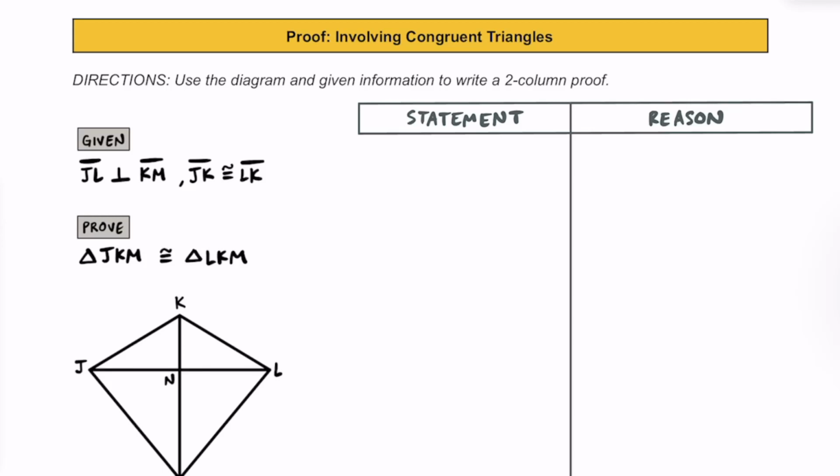Let's practice writing a 2-column proof dealing with some congruent triangles together.